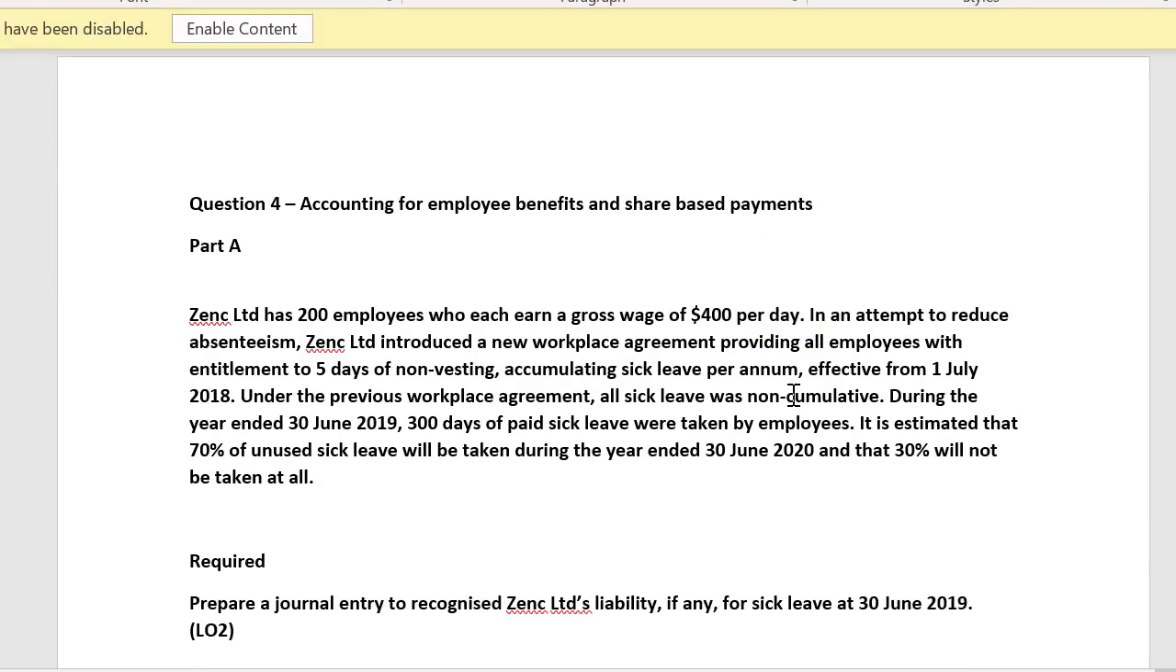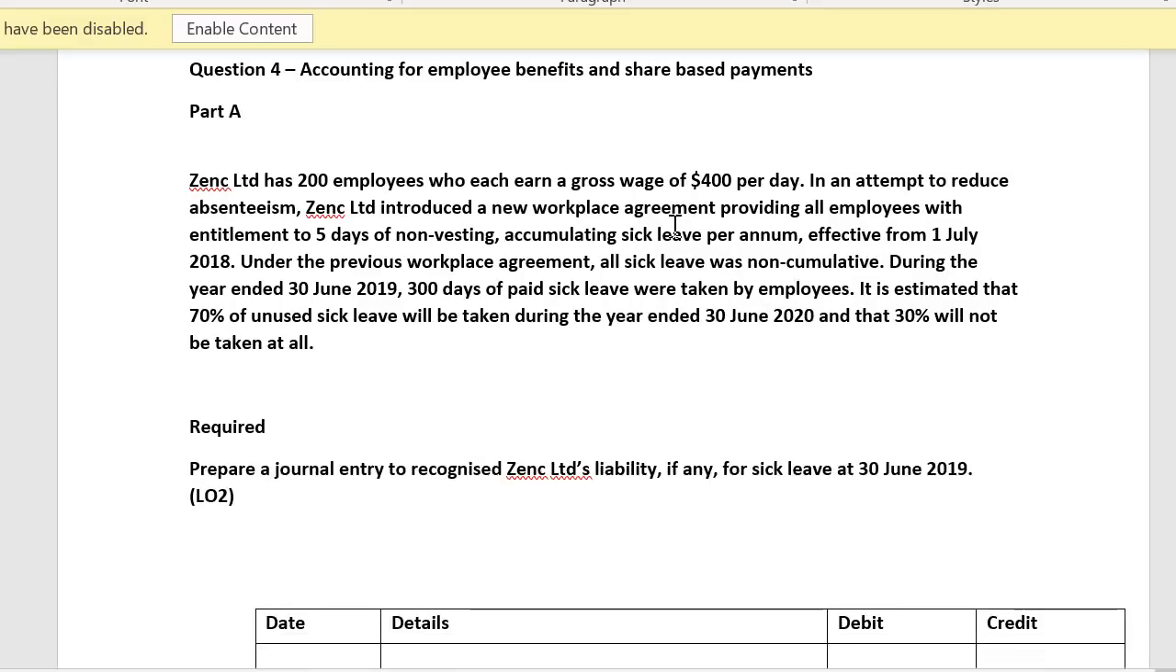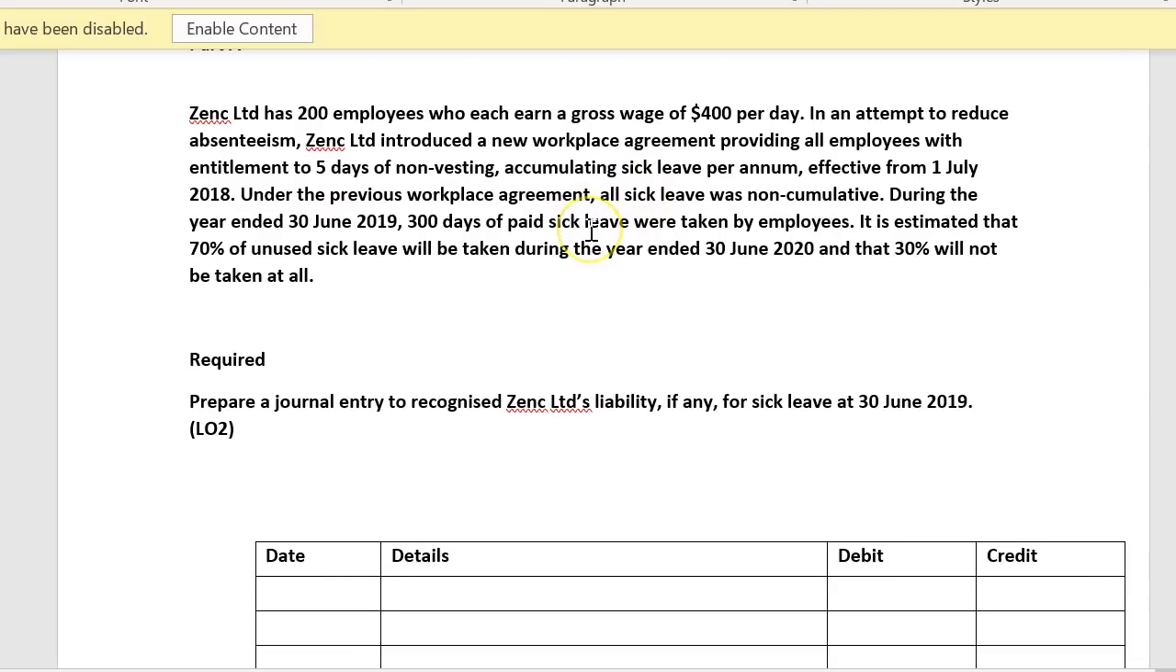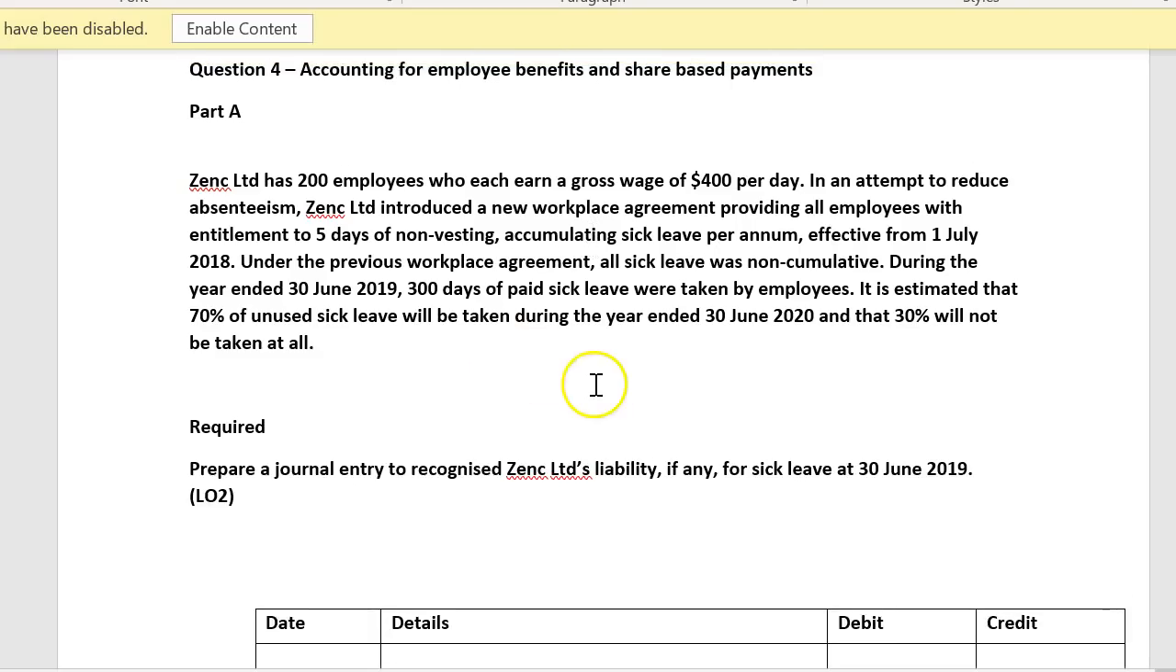Okay, so question number 4. Now, guys, keep in mind in the exam, accounting for employee benefits and share-based payments will be combined. So, part A is on sick leave, which is an employee entitlement. Now, how do we work out sick leave in this instance, in this question? Now, this is a non-vesting sick leave.